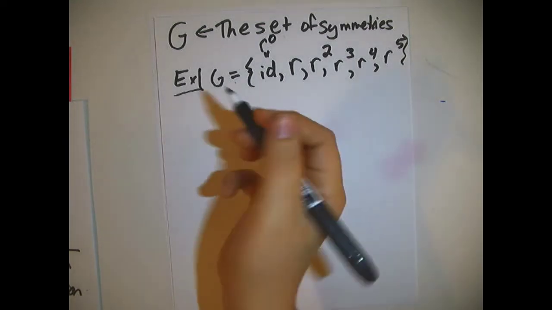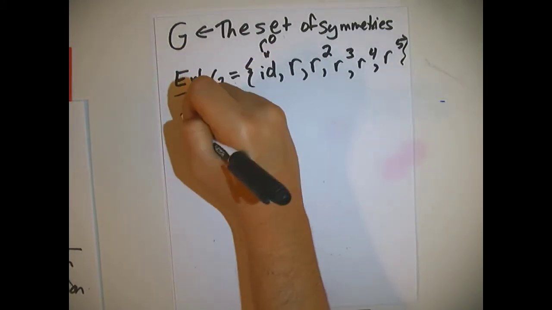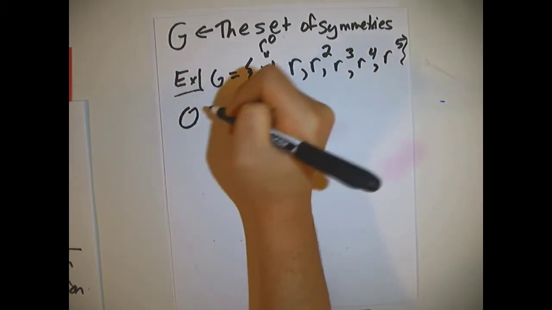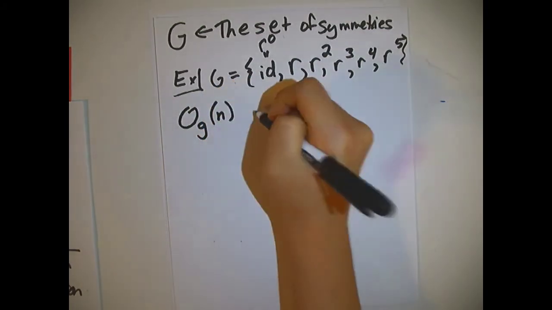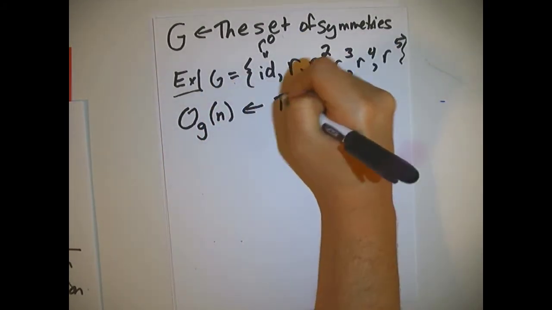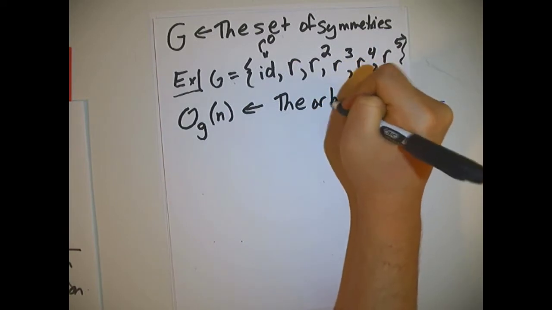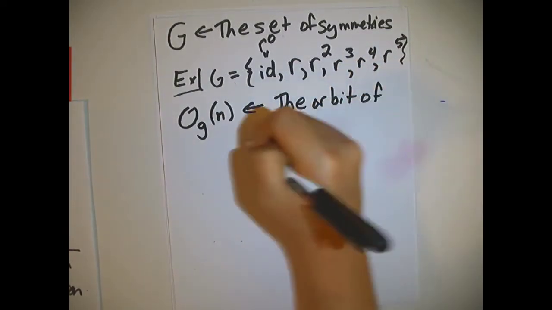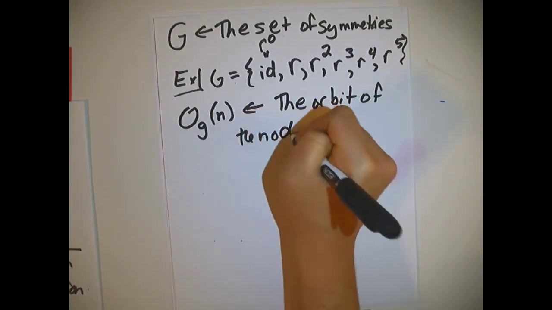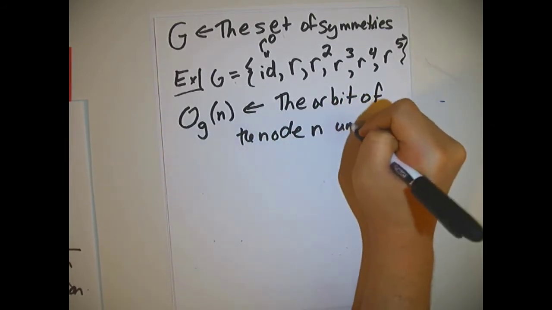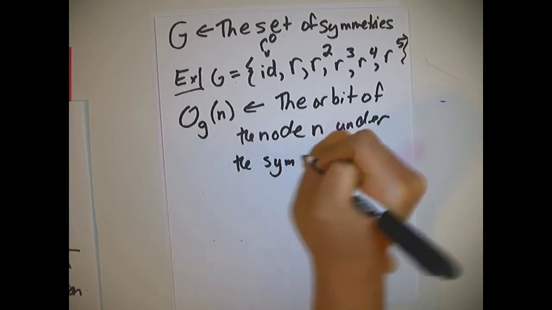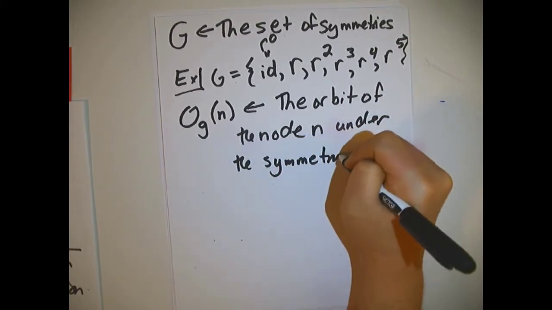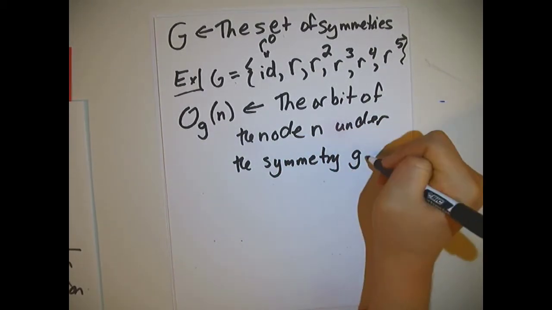The next thing we're going to need to talk about is orbits. This notation I'm going to use here is the orbit of the node n under the symmetry g.